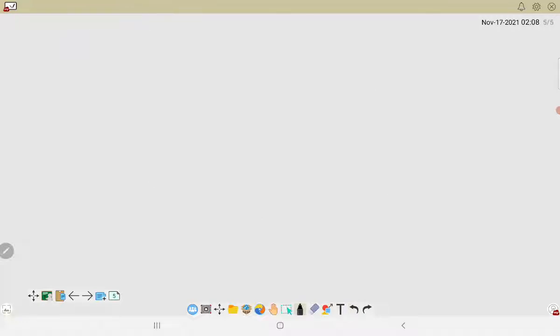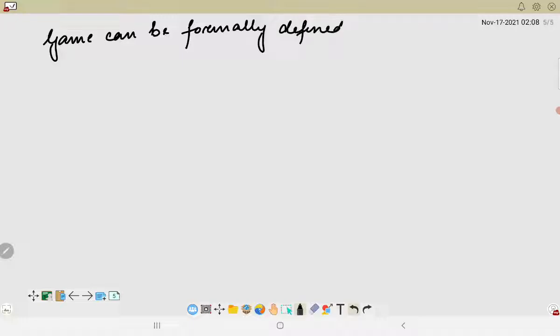Now a game can be formally defined as a search problem. Why is it considered a search problem? Because ultimately we are searching for a solution, or a state in which the player wins the game. Hence, we can always represent it in a well-defined format.